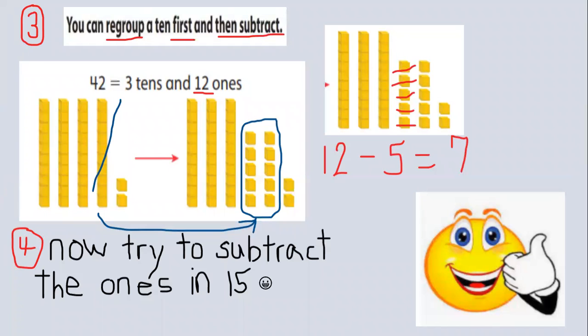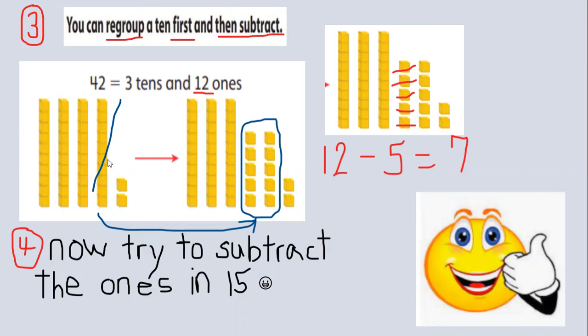Well, I can regroup a 10 first and then try to subtract. So when I'm talking about regrouping and subtraction, that means I'm going to take one of these 10s. So here's my 42. Here's the picture, the model, in base 10 blocks again, the 10, 20, 30, 40, 41, 42. I'm going to regroup.